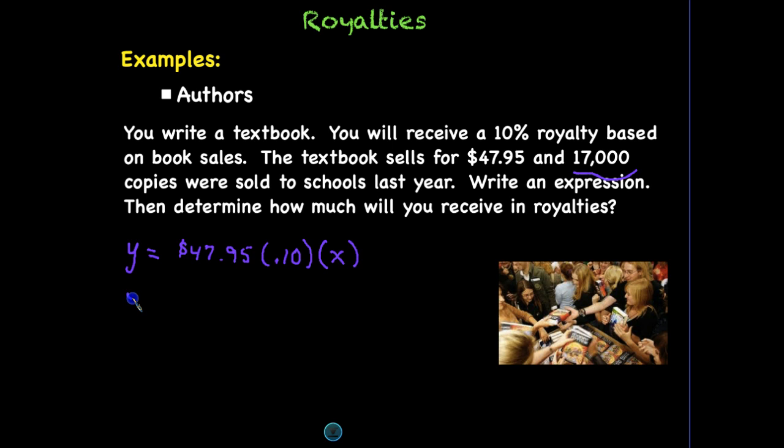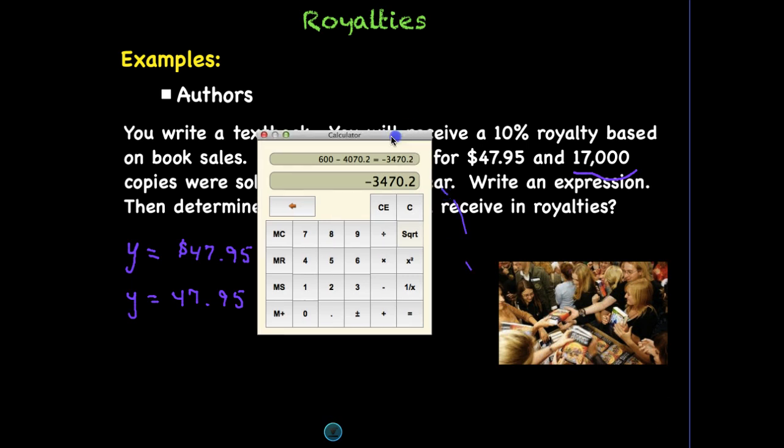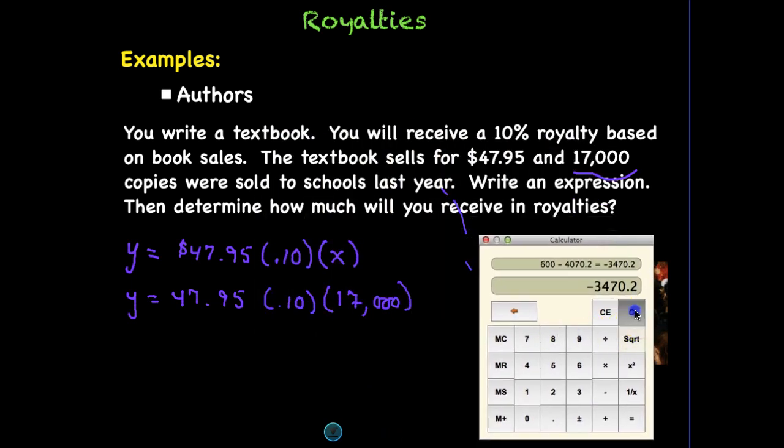Now in this example, we can plug in X because the problem told us that we sold 17,000. So if we take $47.95 times our 10% commission times 17,000, we will determine how much money we are going to make from our textbook sales. So let's try that. We have $47.95 times 0.1 times 17,000, which gets us $81,515. Pretty good income.